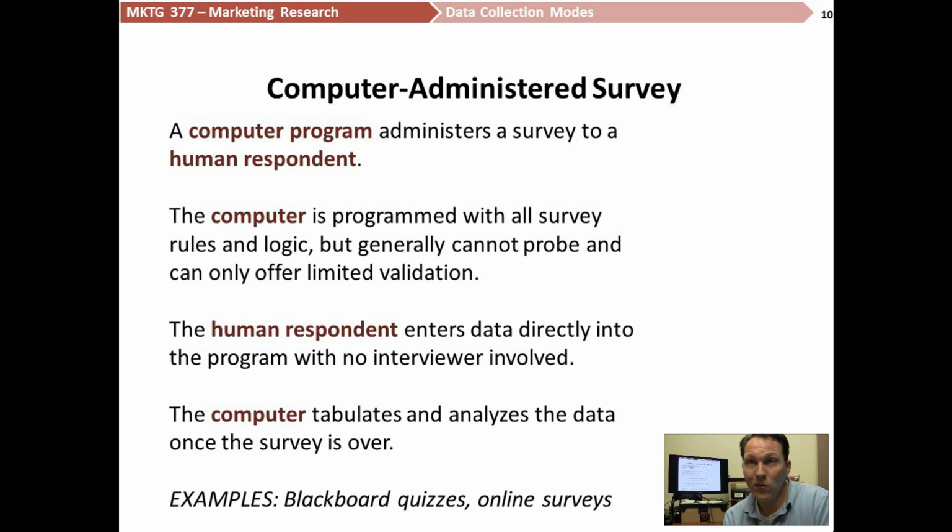So an example would be your Blackboard quizzes, where you enter in your responses to the quizzes, and then the computer system that Blackboard runs on tabulates your answers and sends me a report that tells me what your grade was and what the other students' grades were. Online surveys, which are very commonly used forms of surveys, are also generally computer administered.